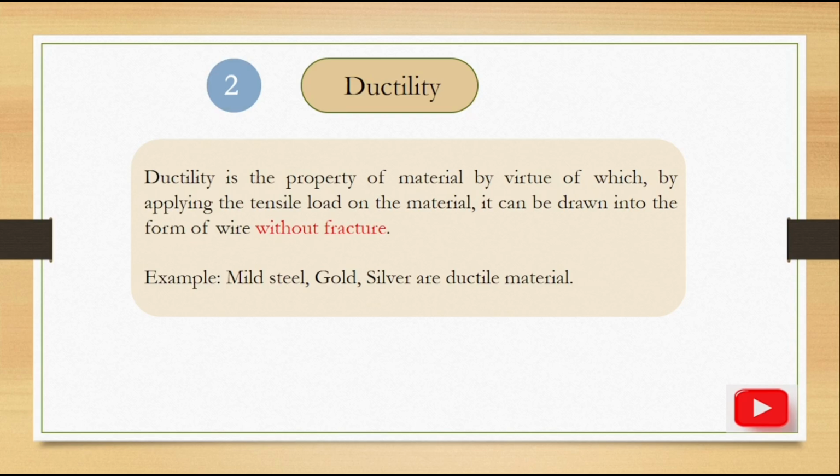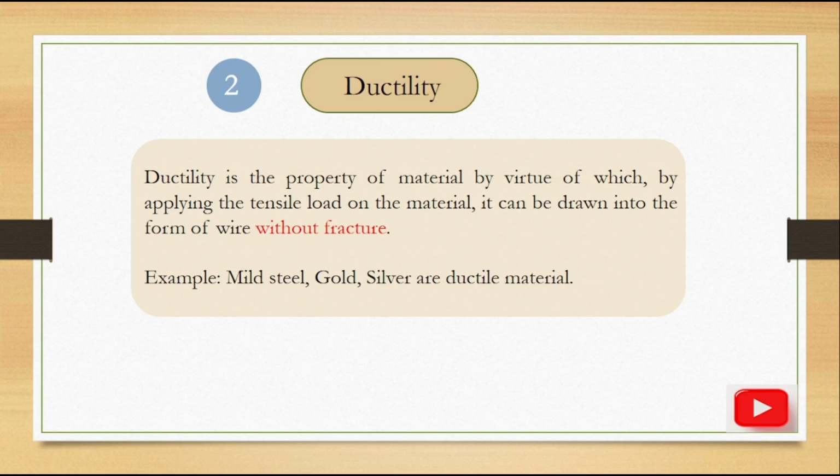Second one is the ductility. Ductility is also a property of material. The definition is: ductility is the property of material by virtue of which, by applying the tensile load on the material, it can be drawn into the form of wire without fracture. The word "without fracture" is important here. Without using this word, the definition of ductility is incomplete. Examples of ductile material are mild steel, gold, and silver.